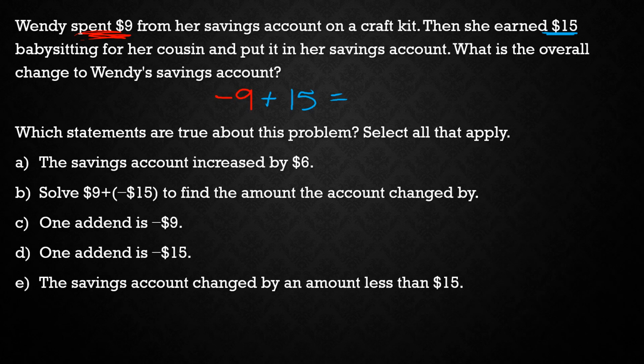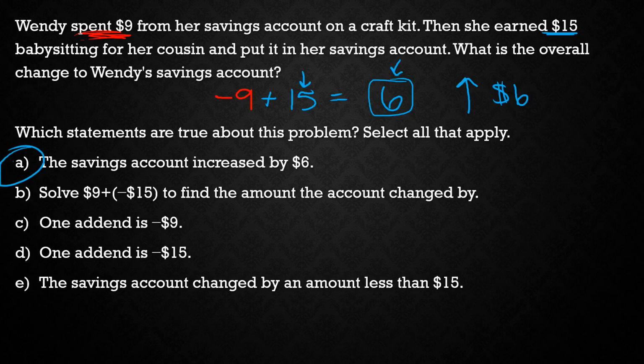Remember, our signs are opposite. Right? They have a negative and a positive, which means we're going to subtract them. So 15 minus 9 gives me 6. Since this 15 is larger and it is positive, my 6 is going to stay positive. So that tells me that the overall change to Wendy's savings account is that it increased by $6. And the reason why it increased by $6 is because this 6 here is positive. So the savings account increased by $6.